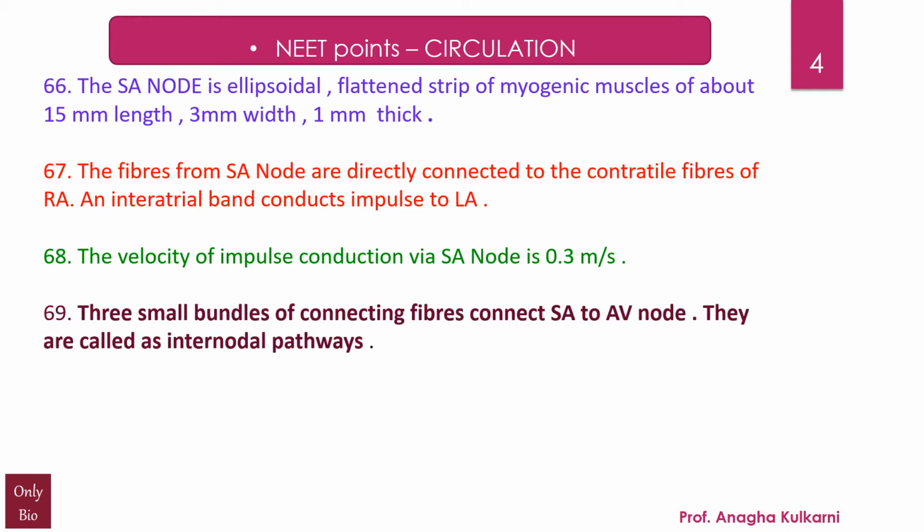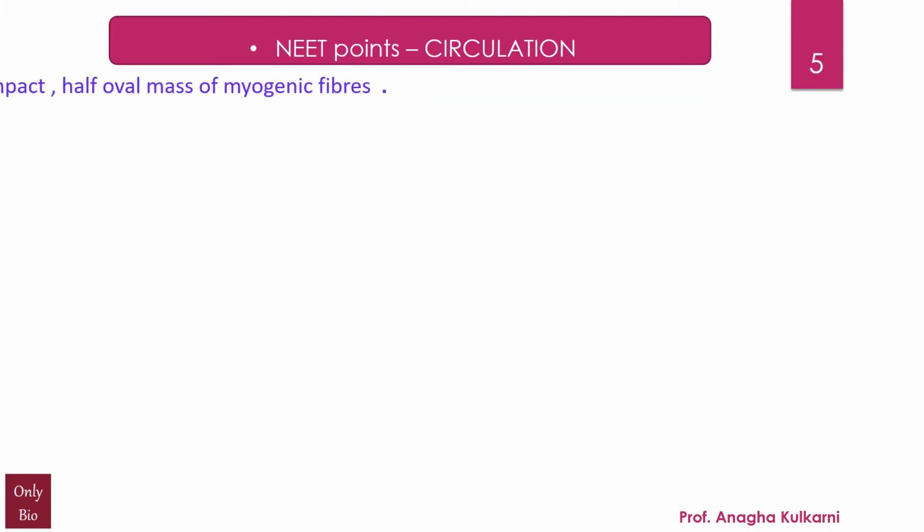Next, three small bundles of connecting fibers connect SA to AV node. They are called as internodal pathways. Next, the AV node was discovered by Tawara in 1906. Point number 71. The AV node is a compact half-oval mass of myogenic fibers.